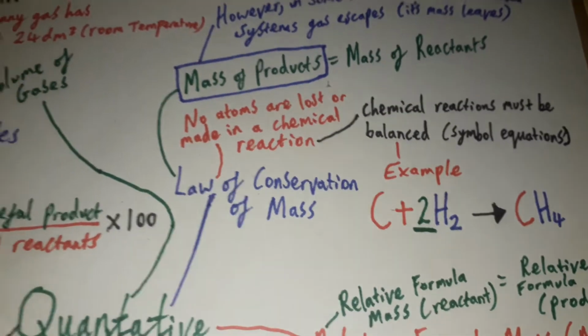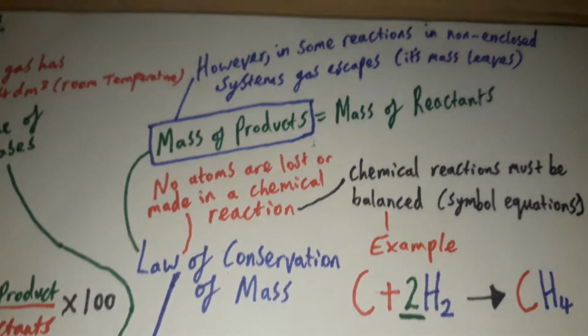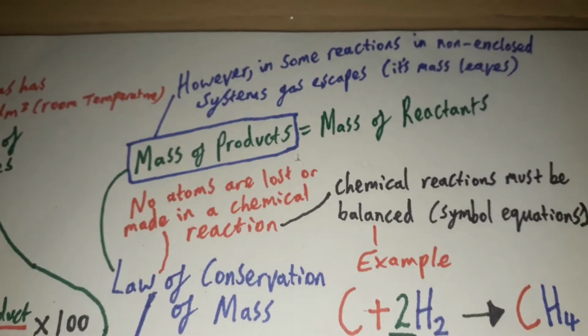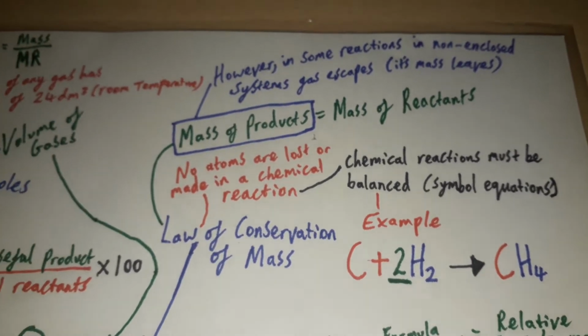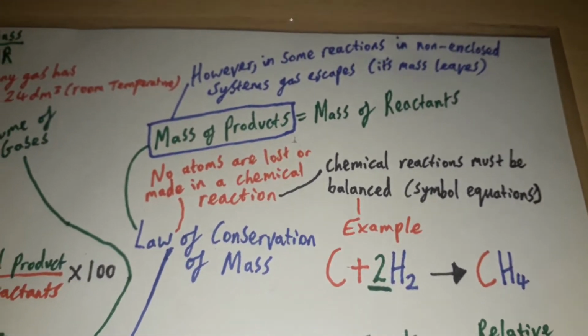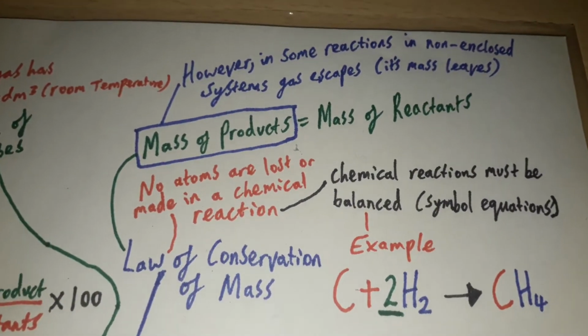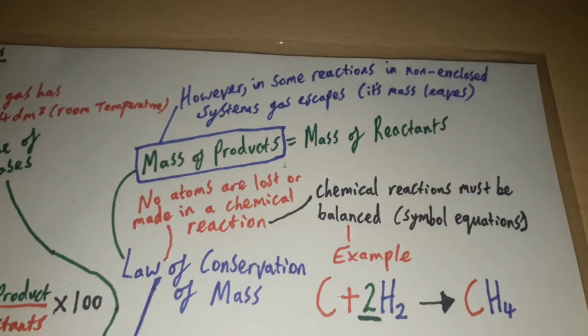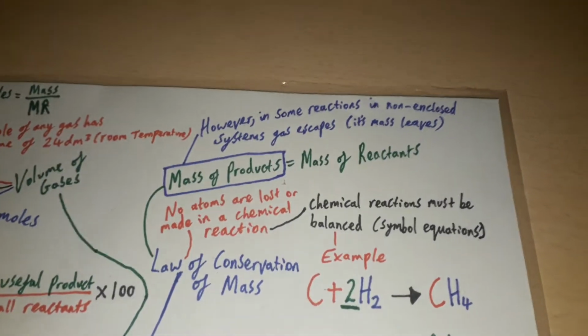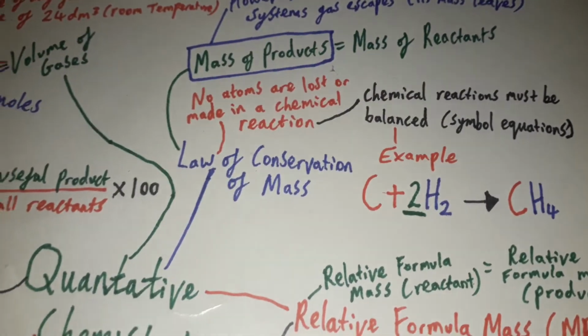Basically what this means is that no atoms are lost or made in a chemical reaction. So because of this, the mass of the product of a reaction will equal the mass of the reactants. However, in some reactions, in non-enclosed systems, gas escapes, meaning its mass leaves a container, meaning this might not be shown. However, it's always true.